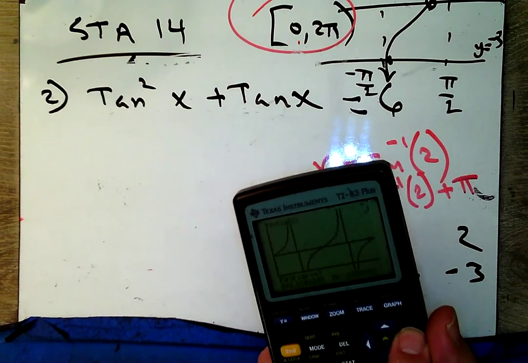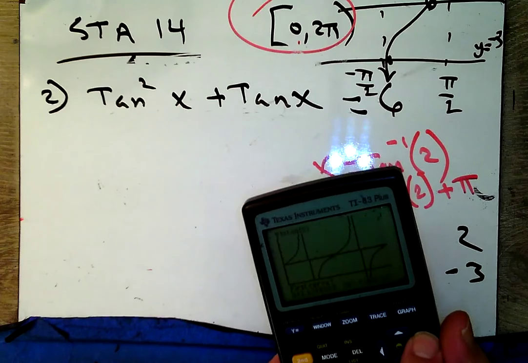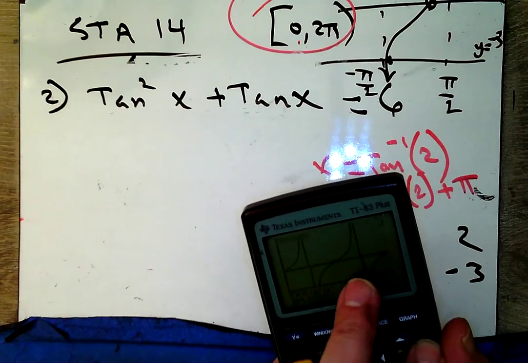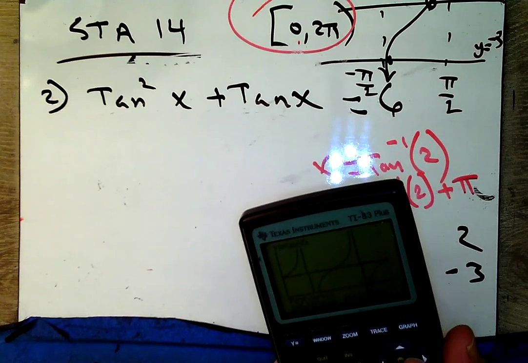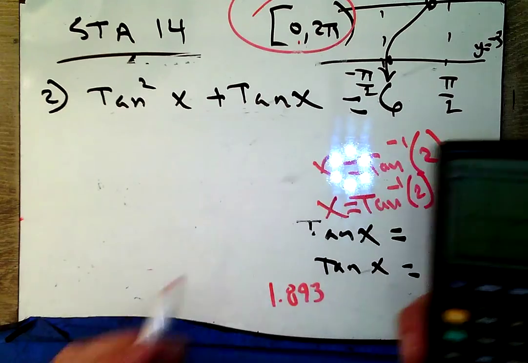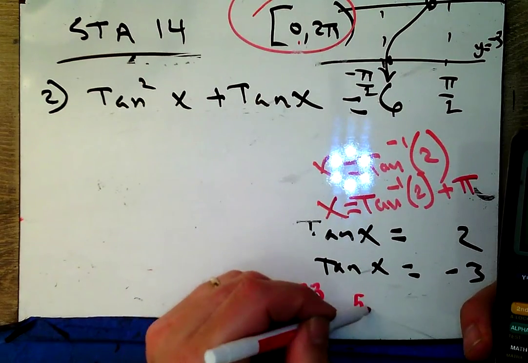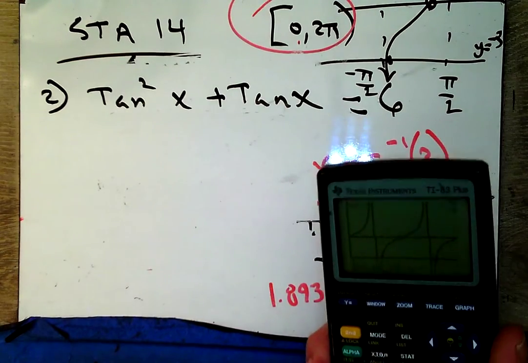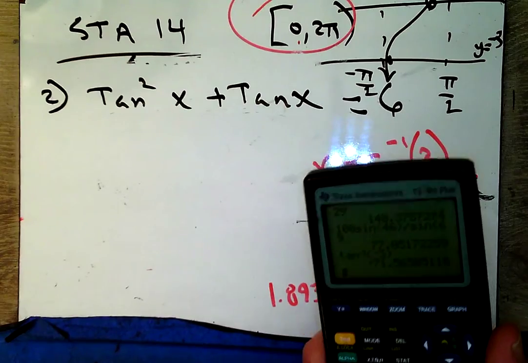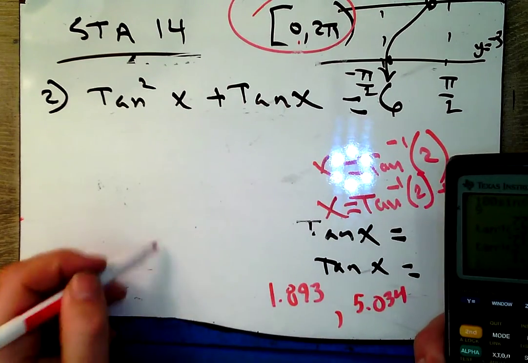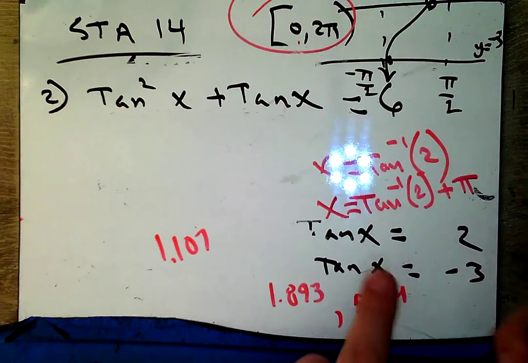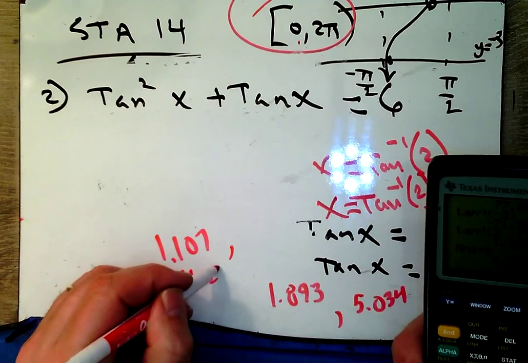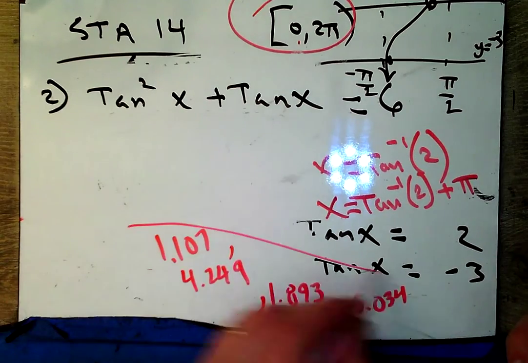Of course, you have to just keep going and keep going, because I want to be near this point, and I definitely want to be past that asymptote. Oh, there we go. Enter, enter, enter. And I get x equals 5.034. So those are 2 solutions, and then for inverse tangent of 2, I get 1.107, and if I add pi to that, I get 4.249. So there are my 4 solutions.